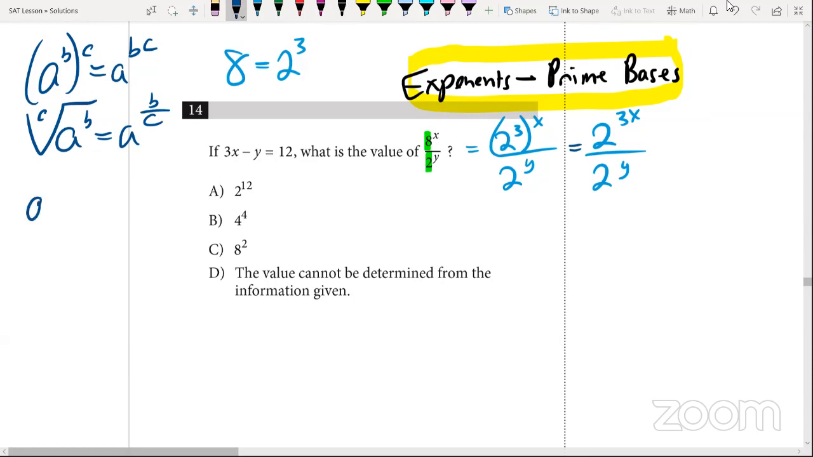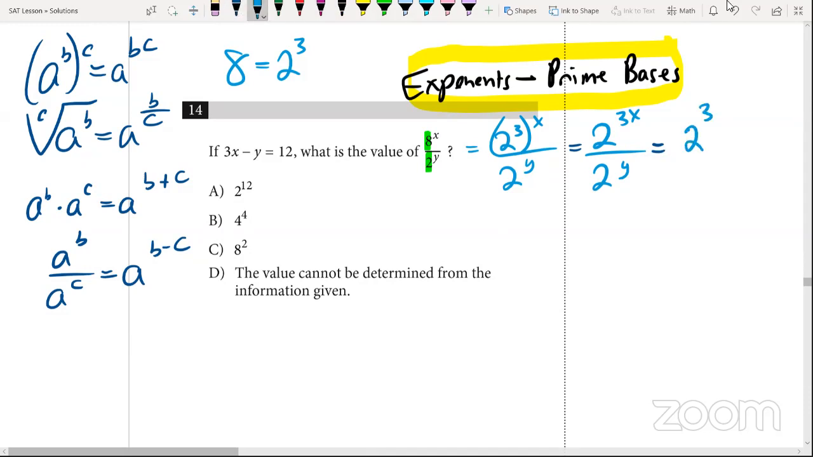Now, another important rule is a to the b times a to the c is a to the b plus c. So if you're multiplying with the same base, you can add the exponents. But the opposite of that rule is a to the b over a to the c is a to the b minus c. And that's the rule we need right now, because we need to be able to say that this is 2 to the 3x minus y. Because it's 2 to the 3x over 2 to the y, 2 to the 3x minus y, similar to a to the b over a to the c is a to the b minus c.